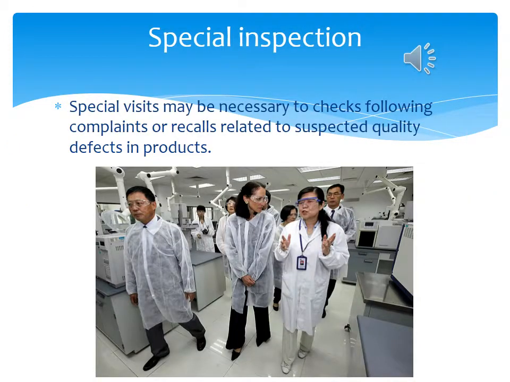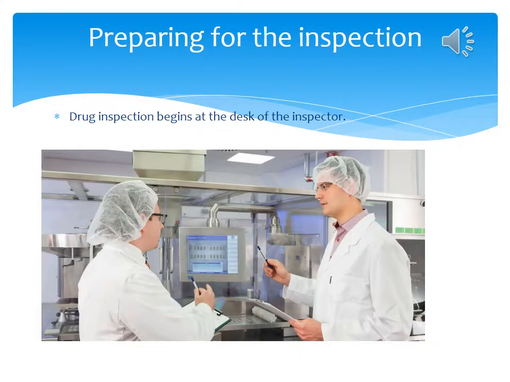Special inspection. Special visits may be necessary to check following complaints or recalls related to suspected quality defects in products. Reports of adverse drug reactions may also indicate that all is not well. Such inspections may be focused on one product, a group of related products, or specific operations such as mixing, sterilization, or labeling. Special visits may also be made to establish how a specific product is manufactured. A further reason for special visits is to gather specific information or investigate specific operations and to advise the manufacturer of regulatory requirements.